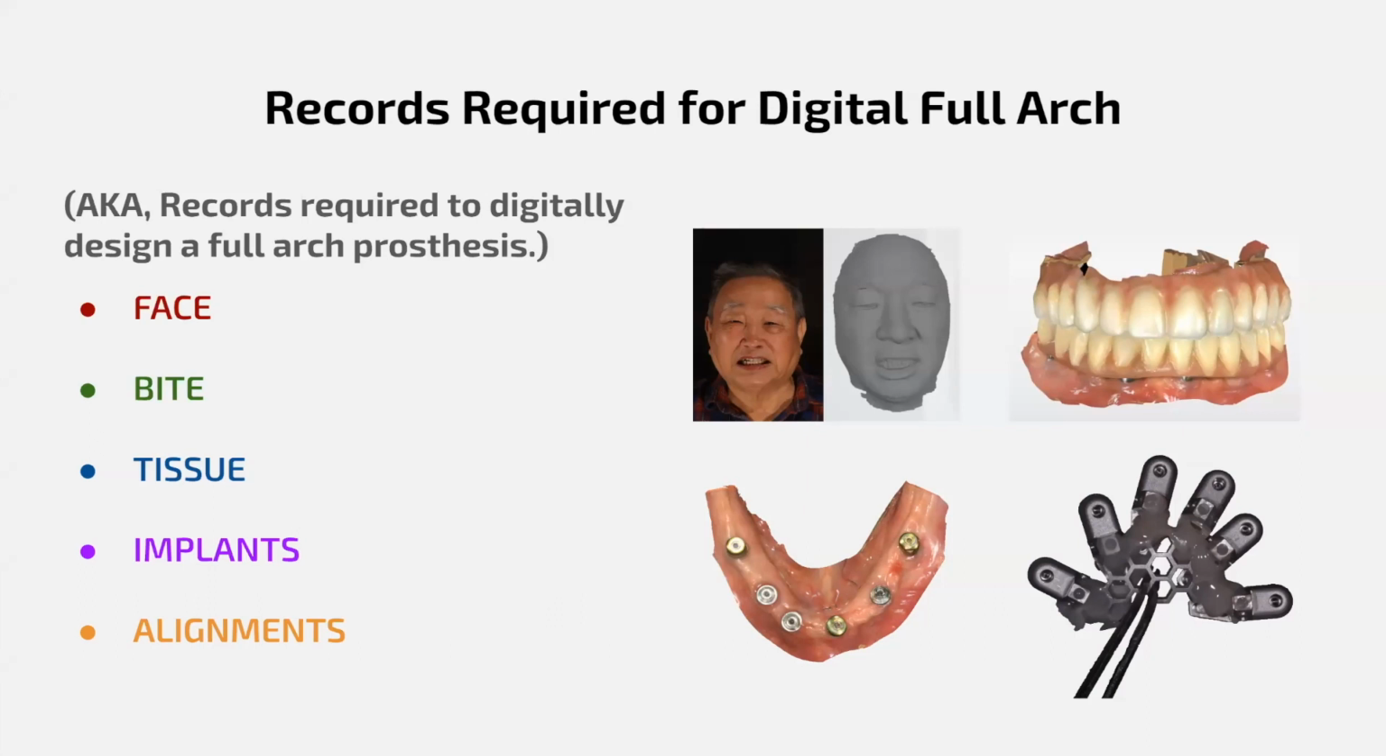Bite, of course, is a big part of it, getting that occlusion right, getting the articulation of the teeth in the jaw correct, and all that stuff in the bite. Capturing that is critically important. Capturing the vertical dimension of the tissue, of course, in relationship to the implant positions, making sure that our intaglio surface of our prosthesis is really going to be nicely mating with that tissue as ideally as possible.